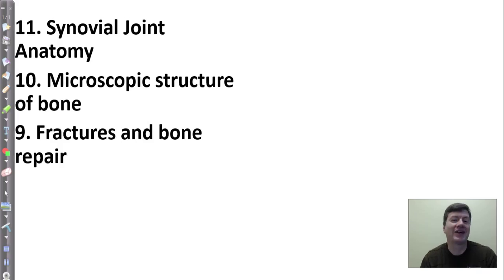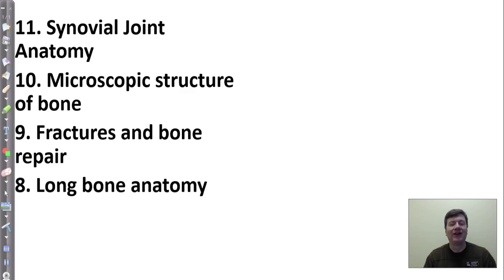Number 9, fractures and bone repair. Obviously, this is a big one because this includes not only how fractures occur and how they're classified, but also how bone repairs. So you should know that fractures are classified in different ways. We discussed open and closed. We discussed kinds of fractures like the direction of the fracture angle. We talked about different kinds of fractures like a Colles fracture, which is a fracture of the distal wrist. So make sure that you go back and look at the fracture section in particular, and then also how bone repairs once it is fractured. The process of forming the hematoma and then the fibrocartilaginous callus, etc. So that's a big area.